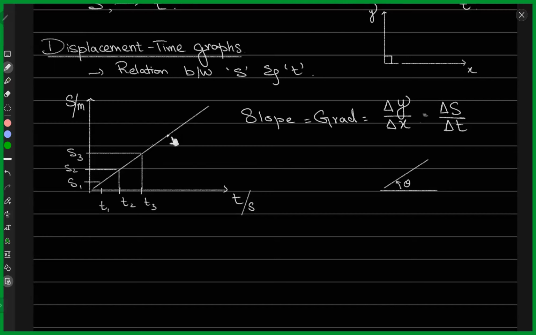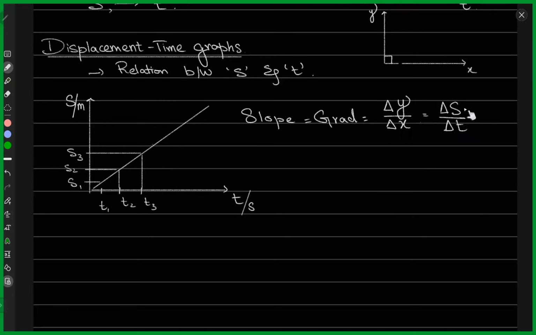So if I look at this slope, if it is at some positive angle theta, then its slope is upwards, right? Now, we can compute the value of the slope by seeing how my y changes divided by how my x changes. So it's the ratio of change in y to the change in x. It's also called gradient. In this case, on the y-axis we have displacement, so I replaced y with s. On the x-axis we have time, so I replaced x with t.